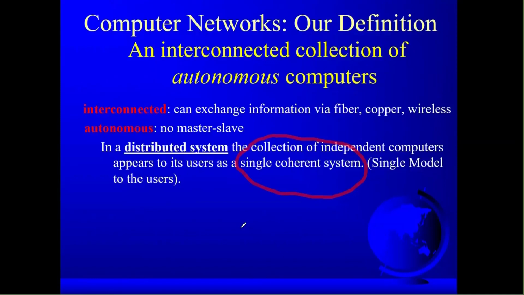So if I have 1 million computers connected to each other in a distributed system, I would see them all as one. I don't see them as independent computer systems. They all appear to me as one simple, coherent system. We call it a single model. Who could give me an example of a famous distributed system that appears to you as one, but actually it's not one, it's many things connected to each other to give you that specific information?